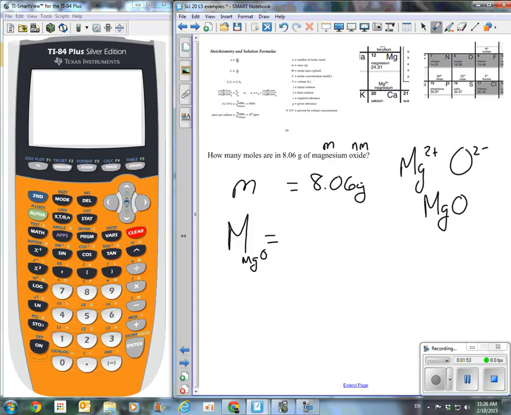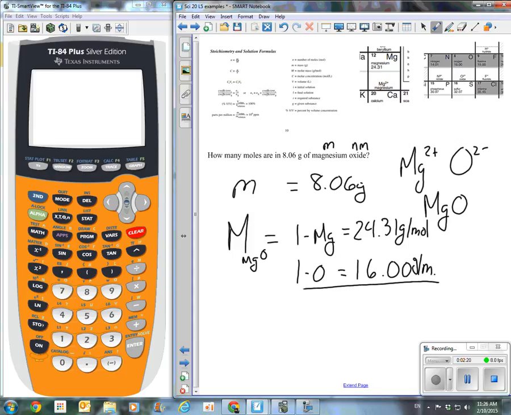Okay, so I have the formula of magnesium oxide. Well, how do I calculate the molar mass? Well, now I need to look at the mass of each of these, and in this case, I have just one magnesium, which is 24.31 grams per mole, and I have one oxygen, which is 16.00 grams per mole. So the molar mass of magnesium oxide is going to be just the addition of these two. Okay, so that's going to be 40.31 grams per mole.